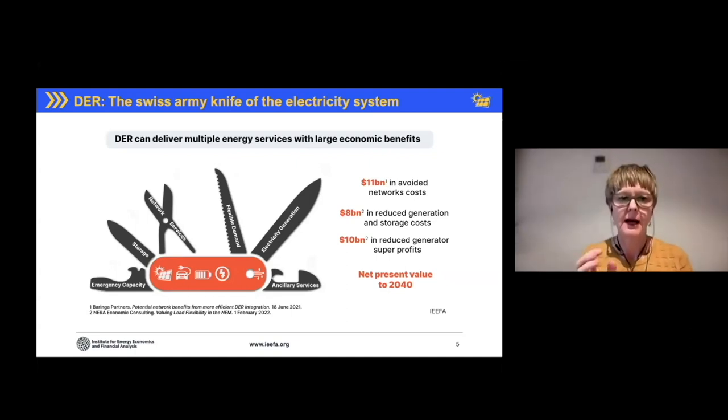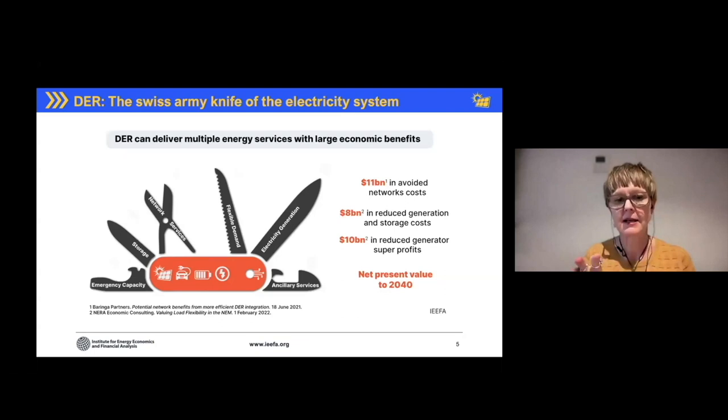So at the moment, obviously, generation is significant, storage is significant. Flexible demand, as we get to, is nowhere near as significant as it could be, but it is still used. Ancillary services, you can have residential batteries feeding in and VPPs to provide those. There's a little bit of emergency capacity that has been provided in the past and can be provided through behind the meter DER. The piece that hasn't really been done significantly, but I'll also talk to, is the network services piece.